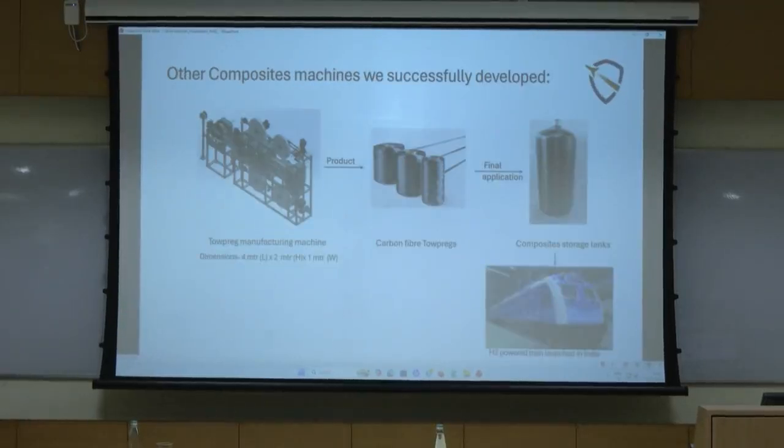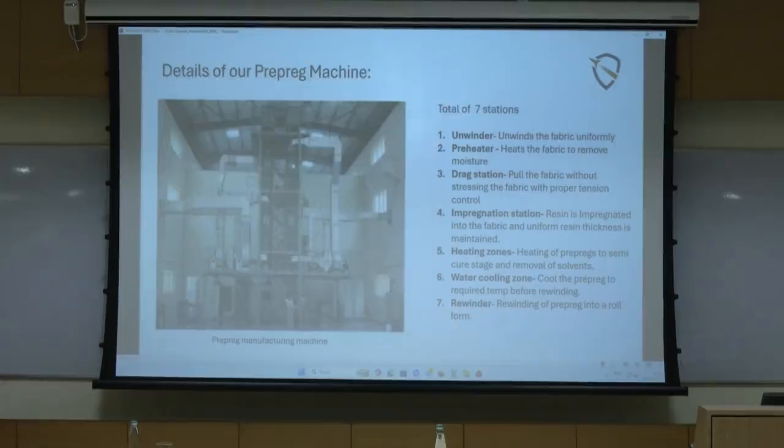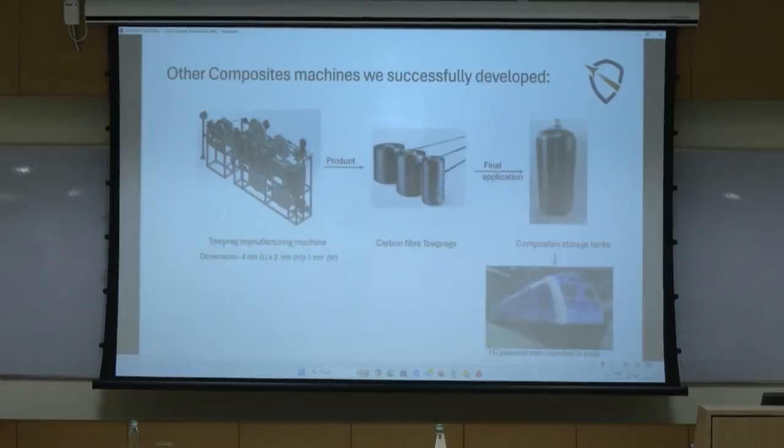So the other machine which we developed is a torpedo machine. This can be used to make storage tanks. The previous machine can produce a width up to 1 meter. This is like a smaller version of the bigger machine, so it can produce a width up to 6 mm. This we can use to make storage tanks or rocket motor casings.